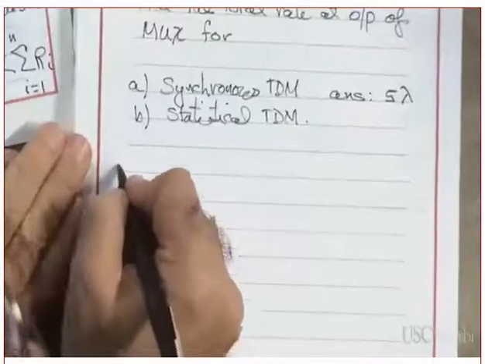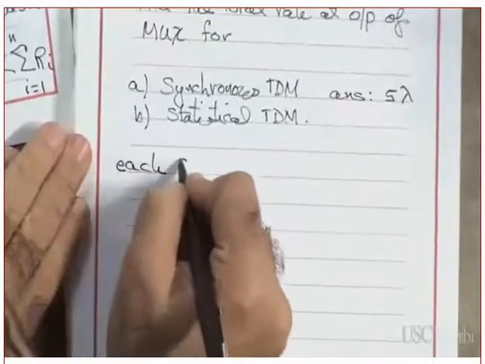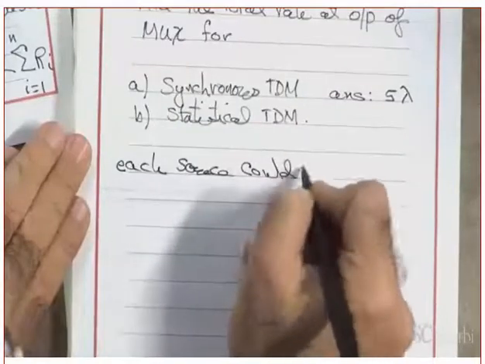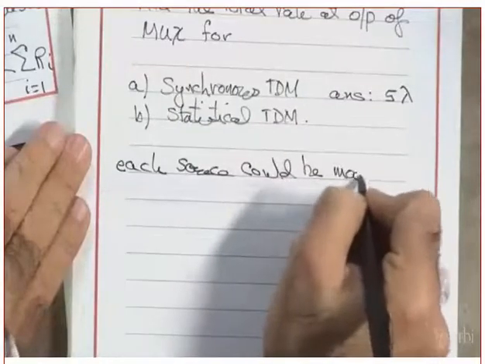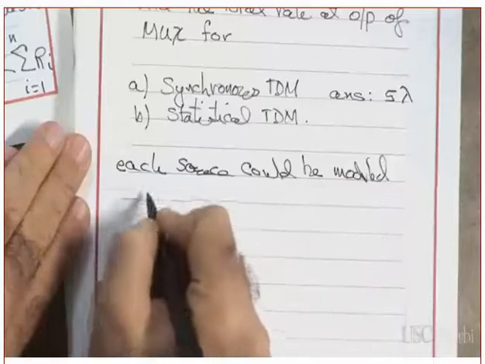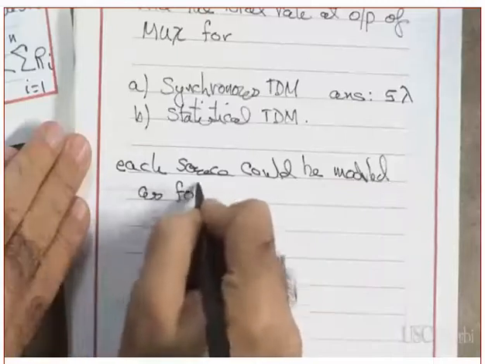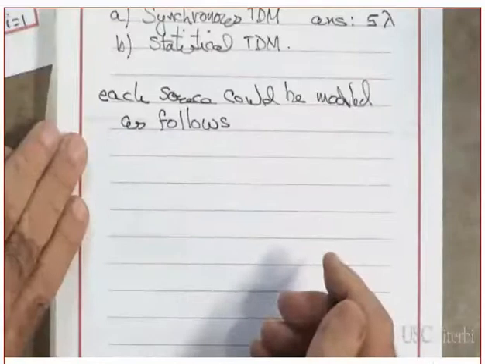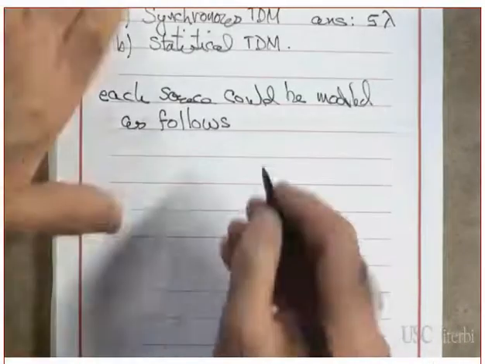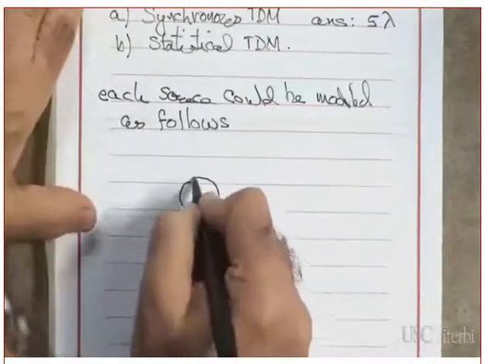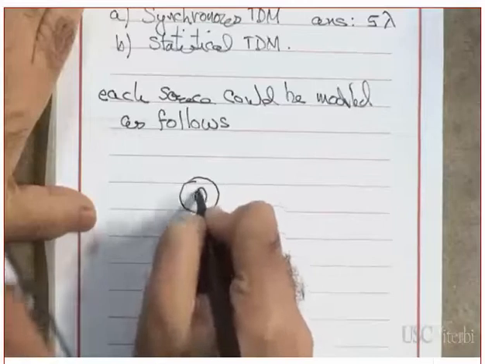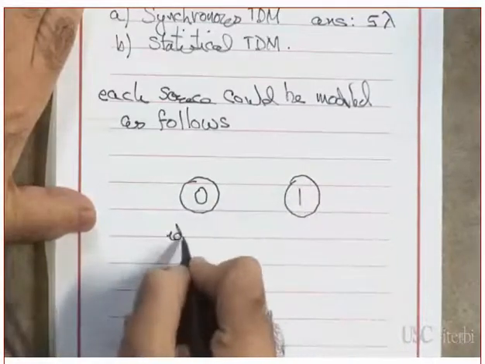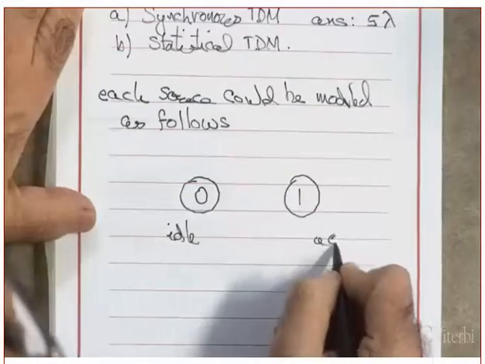Now, for statistical. Now, modeling of each source. Each source could be modeled as follows. How many states do we have? This is a Markov chain. How many states do we have? We have 2 states. Either idle, let's call it 0, or active. So this is idle, this is active. 2 states.